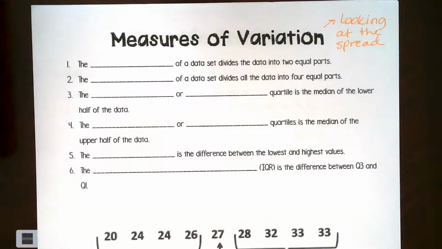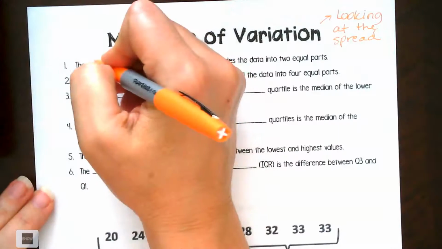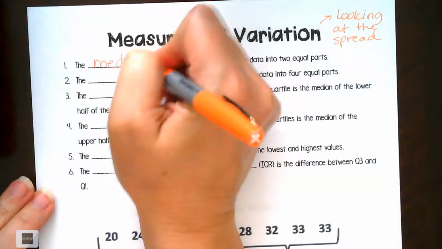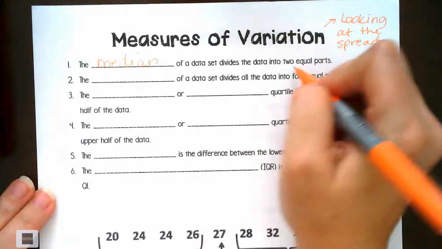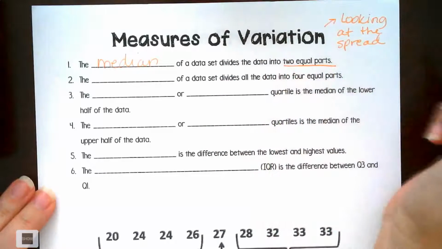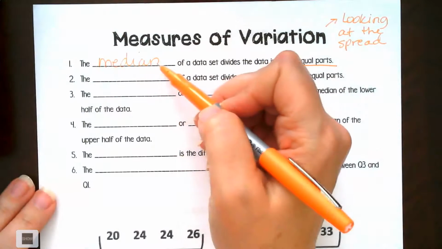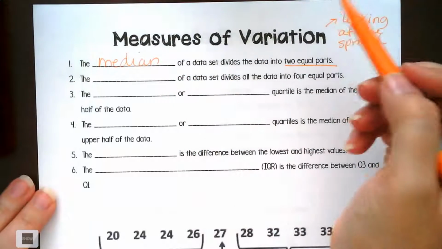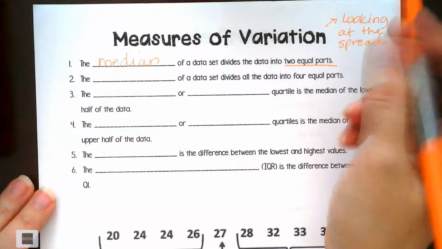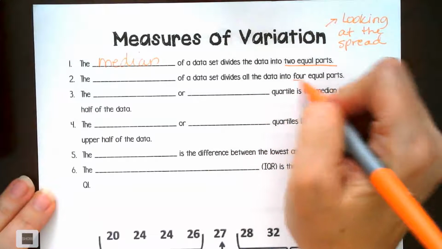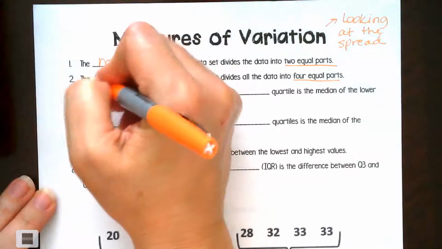Okay? We're going to start out with some vocab like we usually do. There's a lot of vocab in this statistics unit, and measures of variation include a lot of that. Okay, the first thing we're going to remember is that the median divides the data into two equal parts. That's your middle. Okay, once you have the middle, this is a measure of center. We've already talked about that. Once you have your middle, you're going to be able to separate it into four equal parts, which is called quartiles.